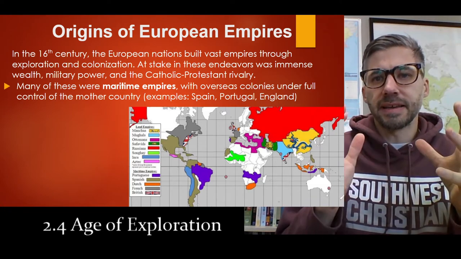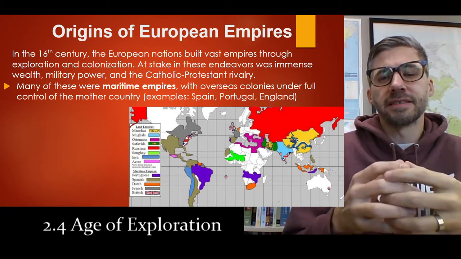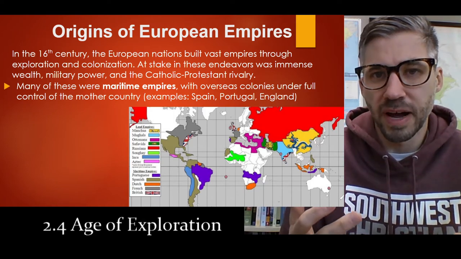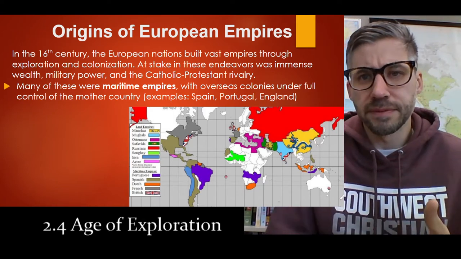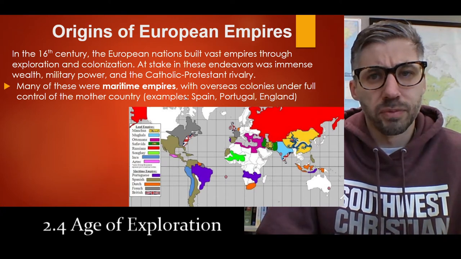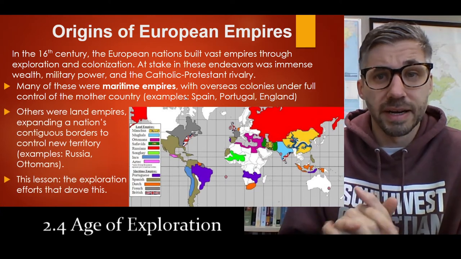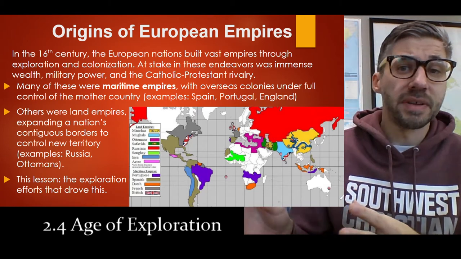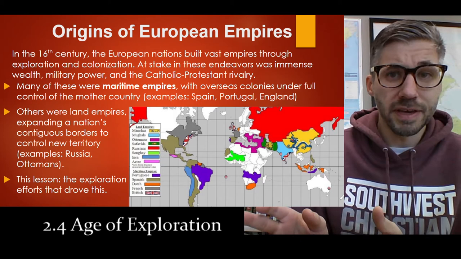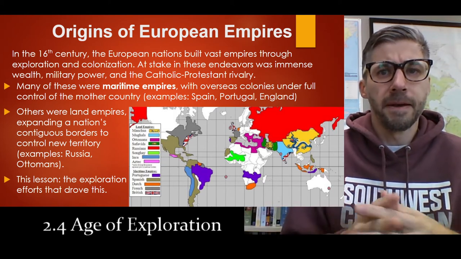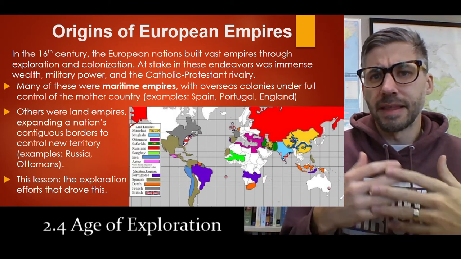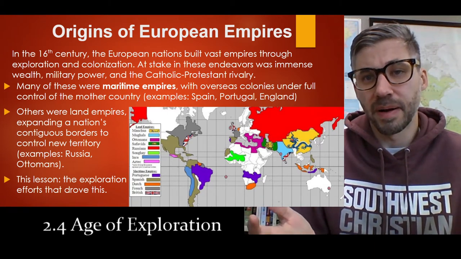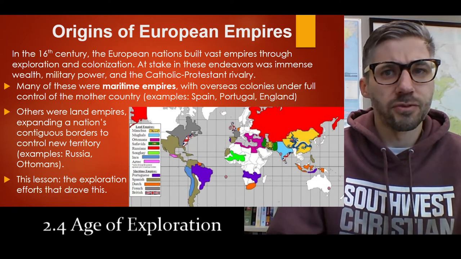So these are European nations that establish overseas colonies that are a part of their empire, part of their way of helping them prosper. And this Age of Exploration really points to how they created that. All right. There are also these land-based empires, and the next couple lessons will actually focus more on those. So I'll set that aside for a moment. Today's idea is the exploration that sets the table for these big European maritime empires in this period of time. That's where we're going.